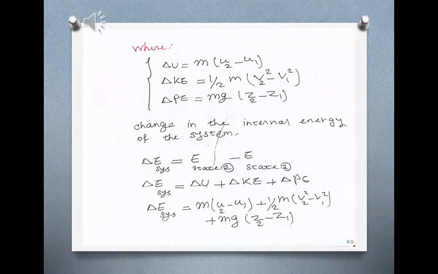And by the way, change of energy of the system can be broken down into three parts: change in internal energy, change in kinetic energy, and change in potential energy. Change in internal energy is m(u2 minus u1), change in kinetic energy is one half m(v2 squared minus v1 squared), and change in potential energy is mg(z2 minus z1), right? So delta E of the system is the changing kinetic energy, changing potential energy, and changing internal energy.